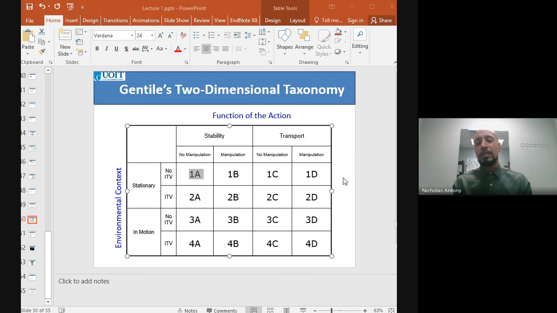On the assignment, you have to use the taxonomy, and obviously you'll have it because it's an assignment. But on a test, it would be like, here's an action. Is the function of the action stable or transport? It would be more specific to that. So it'd be like A or B. Does that make sense?